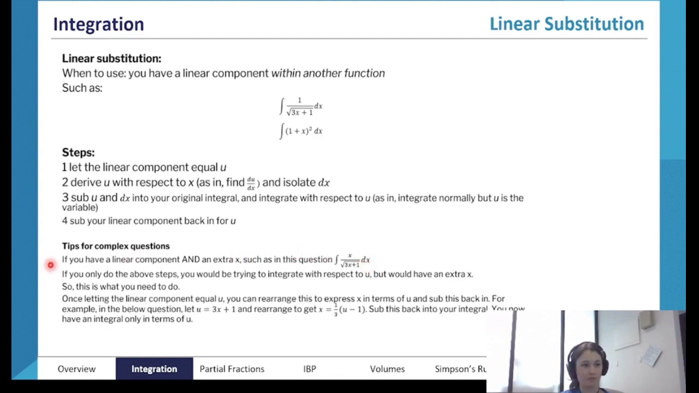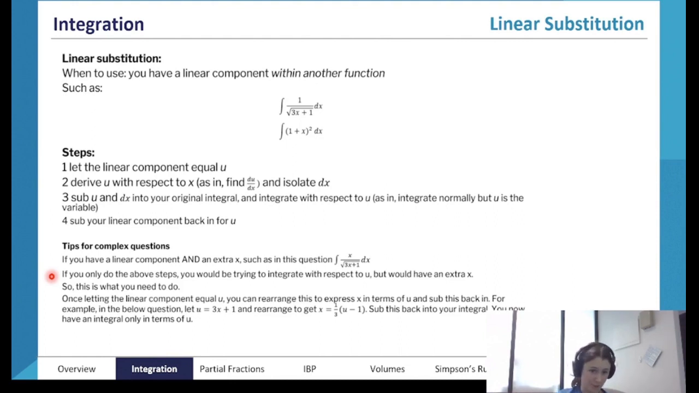So if we only follow the above steps, we would be trying to integrate with respect to u, but we would have an extra x, because instead of just having the 1 up the top, when we are integrating, we would actually have x on root u du on 3, and we would then have an x and a u and a du all in the same situation, and then we wouldn't be able to integrate because we have this mixture of variables.